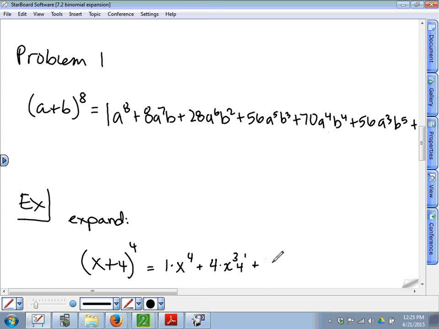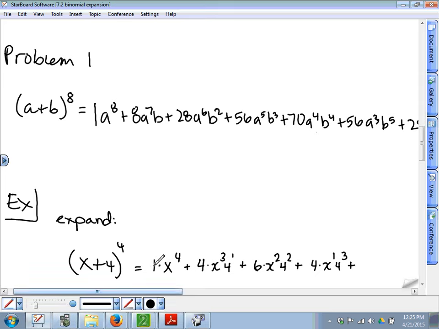The next number in that row of Pascal's triangle is a 6. And then it's going to be x squared times 4 squared. The next number in that row of Pascal's triangle is a 4 again. It's going to be x to the 1st power times 4 to the 3rd power, plus, we have a 1, 4, 6, 4, what are we missing? A 1 there, and then a 4 to the 4th power.